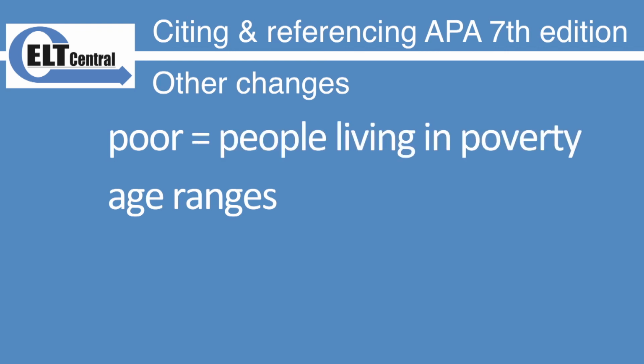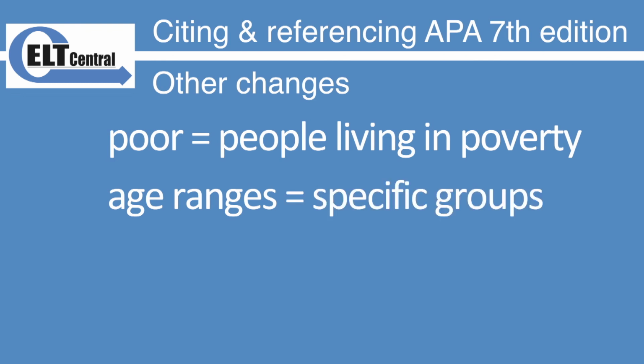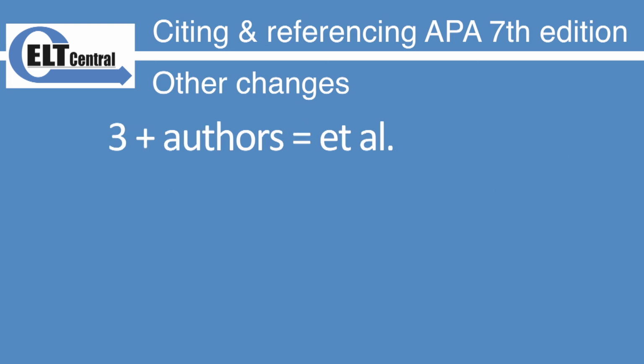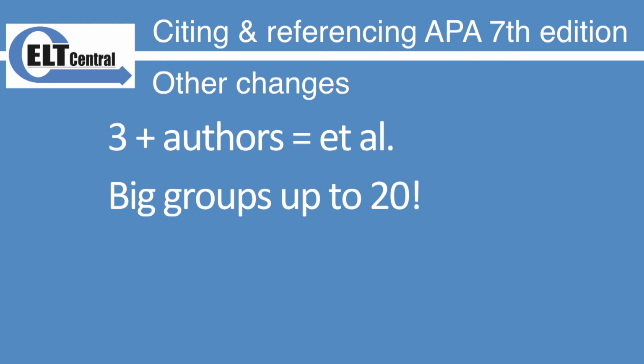We also have to use more specific terms for things like age ranges. So while at one time we may have said the over 50 age group, APA feels that it's way too wide a range. And so we need to be more specific and say something like the 50 to 55 age group or the 55 to 60 age group, etc. Then when we have 3 or more authors, I think I've already mentioned, we use et al. When we reference a big group of authors, we can now go to 20 instead of just the 7 that we would have used in the past.